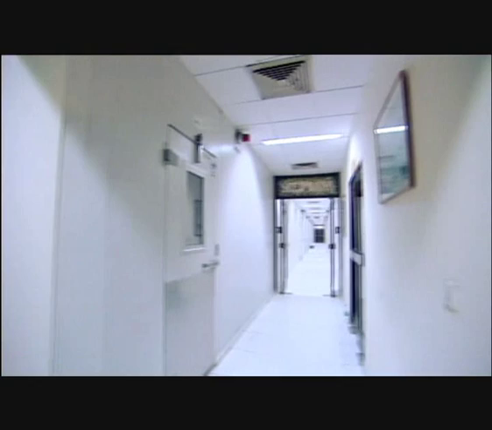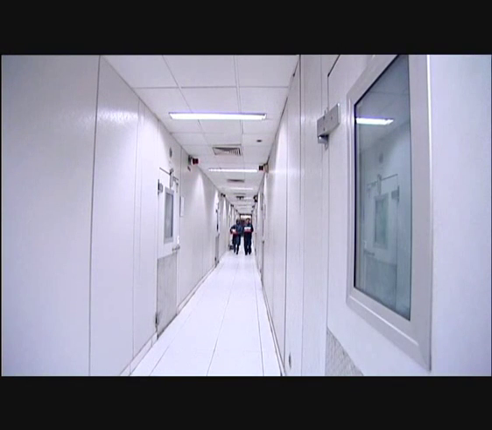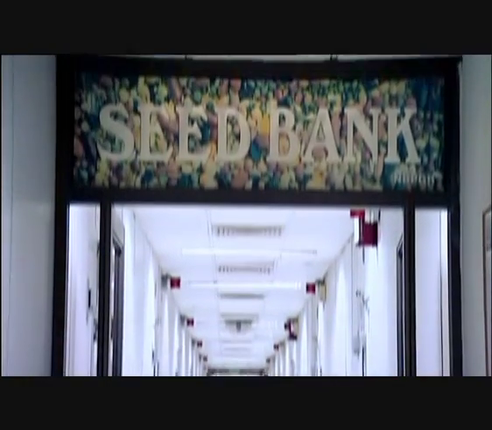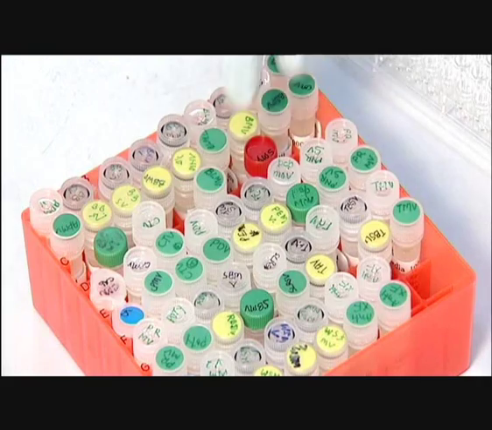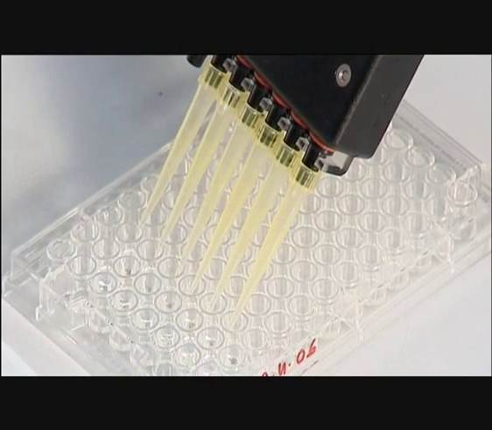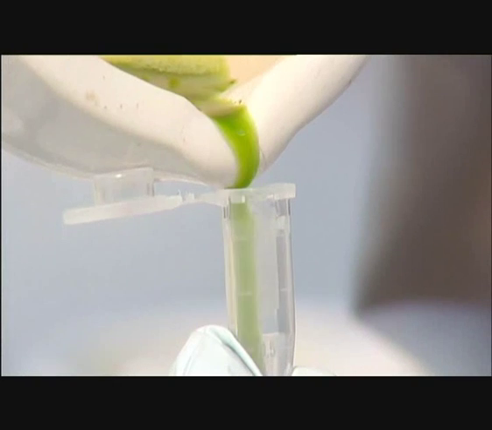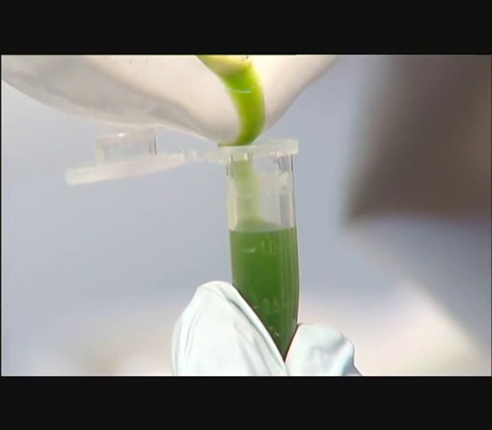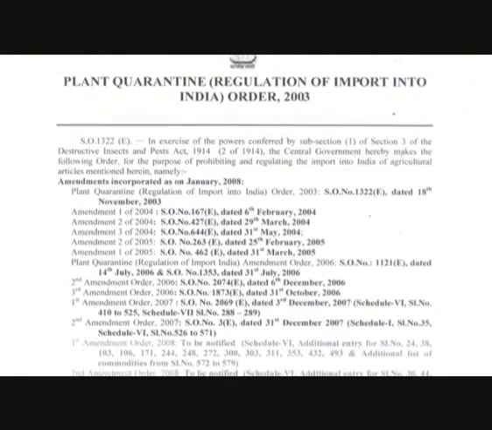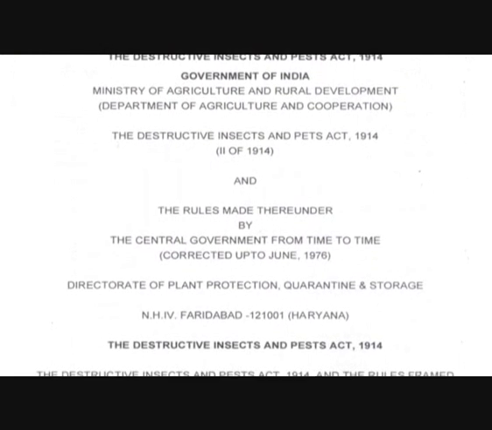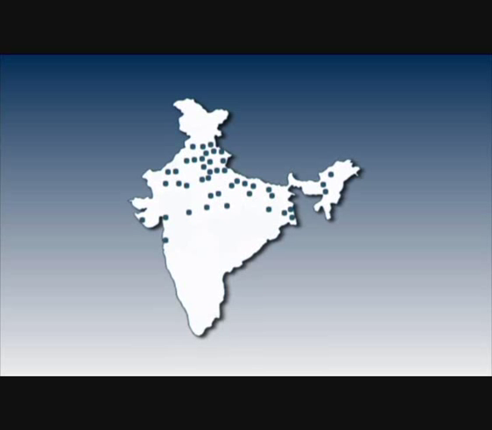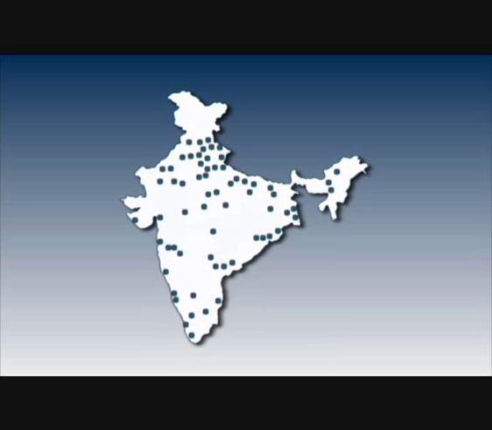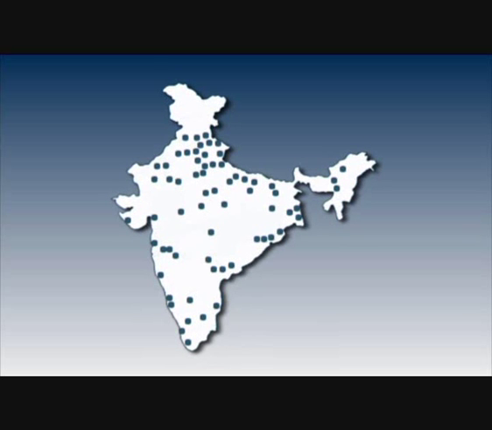NBPGR has a unique facility, the National Gene Bank, which is among the largest facilities in the world. This comprises the Seed Gene Bank, In Vitro Gene Bank, and Cryo Gene Bank. Another important responsibility assigned to NBPGR is to carry out quarantine of all the germplasm, including transgenics and trial material, imported into India for research purposes as a legal requirement under the Plant Quarantine Order 2003, under the Destructive Insects and Pests Act of 1914. NBPGR carries out various activities involved in PGR management in partnership with other crop-based ICAR institutes and state agricultural universities.